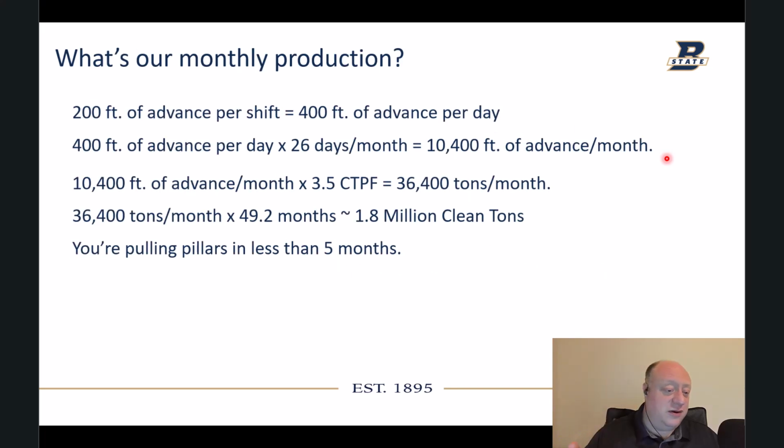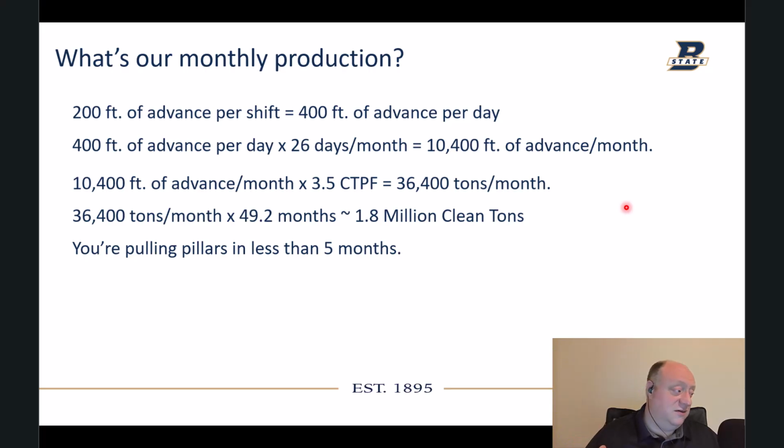And so for monthly production, we were looking at 200 feet of advance, right, per shift. So that's 400 feet a day because we have 2 operating shifts per day. With 26 days a month, I said 6 days a week. So if you don't consider any downtime for vacation or something, 52 weeks in a year, right? So that's 26 days a month, 10,400 feet of advance per month. We multiply that by the clean tons per foot to get 36,400 tons per month that we are mining. And that's clean tons, right? That's clean tons a month.